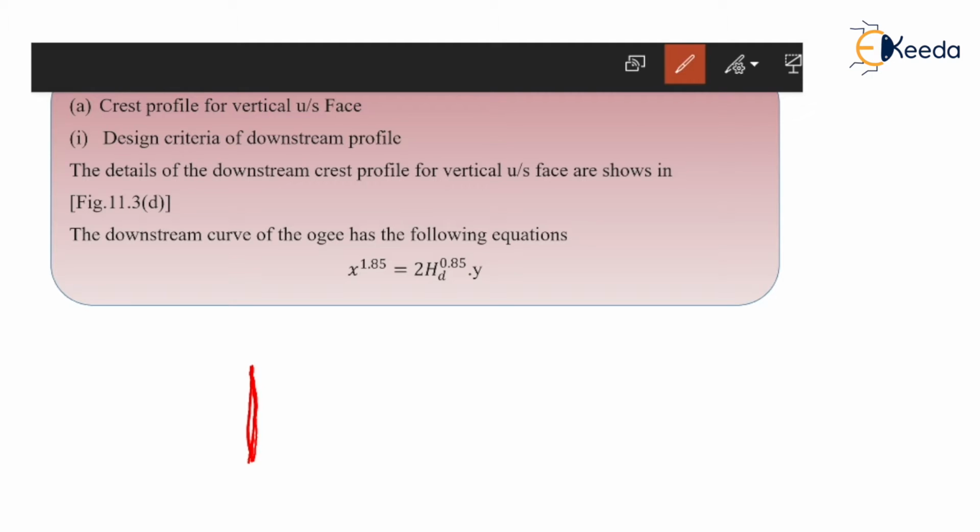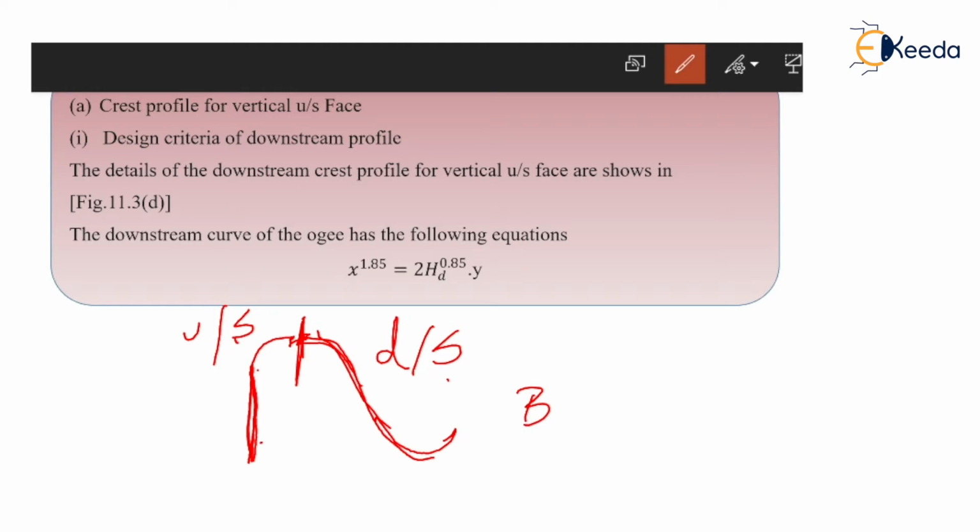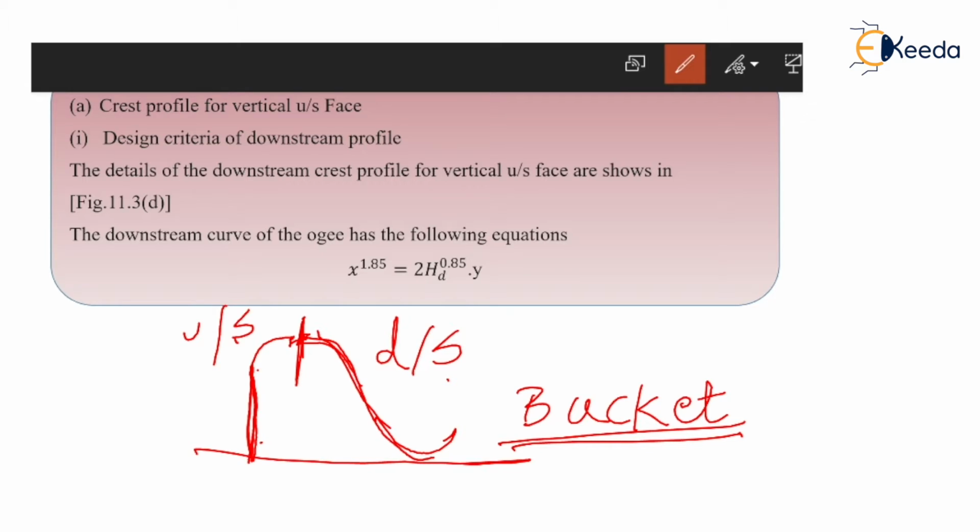Then we need to design from this point up to the peak point of the spillway crest, which is considered as the upstream crest profile of the Ogee spillway. By keeping this peak point as the origin, we again design the downstream profile of the Ogee spillway. So 1, 2, 3, and the fourth one is the bucket design, a reverse curve that is called a bucket. So we need to check and design all these parameters, right?